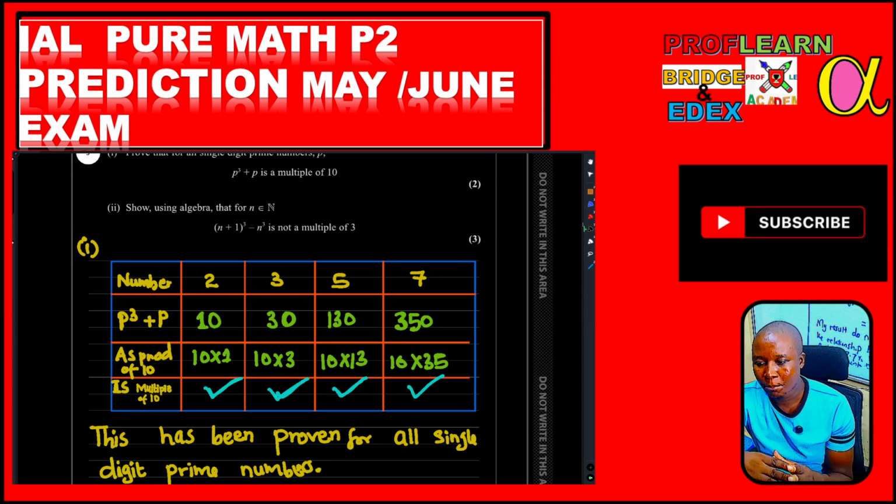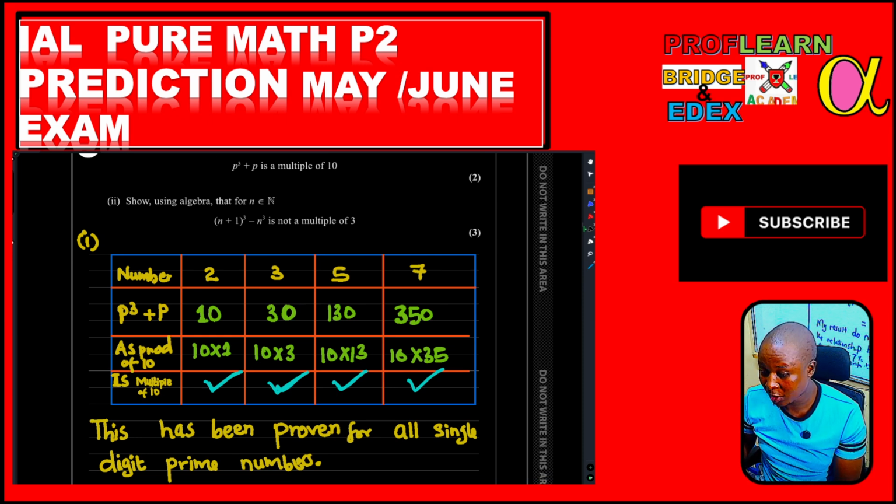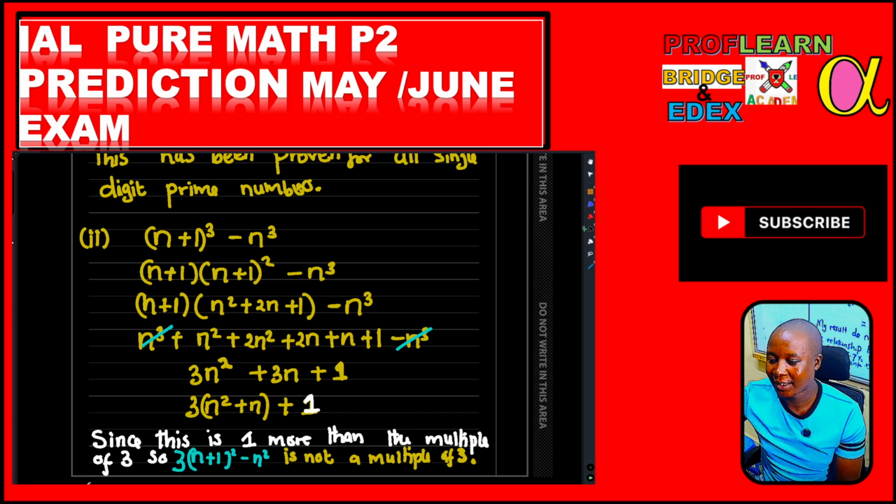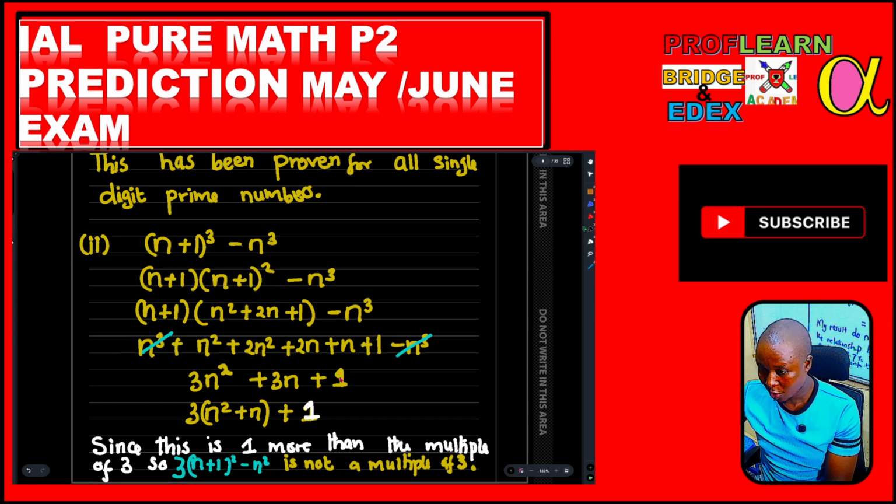So what you are supposed to do is expand whatever expression you are given so that you can open it. Once you have expanded, we are going to end up with 3n squared plus 3n plus 1. So we were having this, I expanded, I put the like terms together, and basically this is the expression that we are going to get.